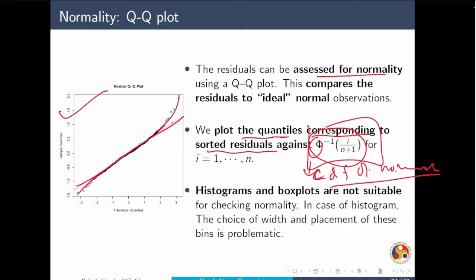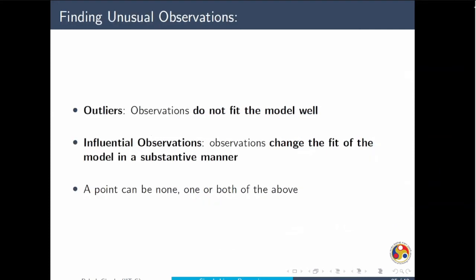Histograms are not useful because of the problem of the bin size, which can vary a lot depending on the type of bin size. So now we are talking about the unusual observations. Specifically, all of you must have heard about the term outliers.